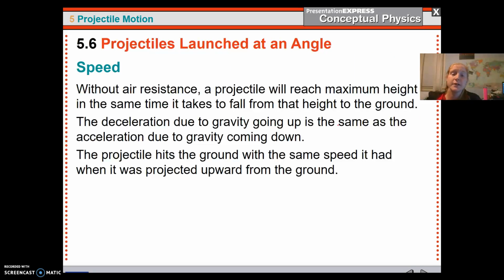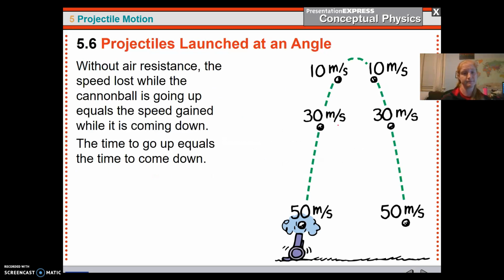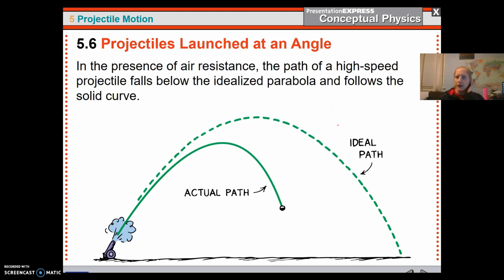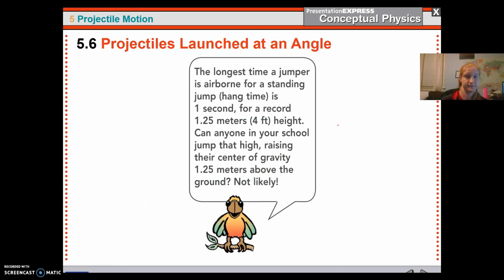Okay, speed. Without air resistance, a projectile will reach max height at the same time it takes to fall from that height to the ground. Okay, so if I throw it up in the air, it'll reach that speed, and then it will accelerate due to gravity. It'll hit the ground the same speed you threw it up at. Okay. We've talked about this in the past. Now, if there is air resistance, obviously, if you've played a sport outside, you realize you have to adjust for the wind or the air.